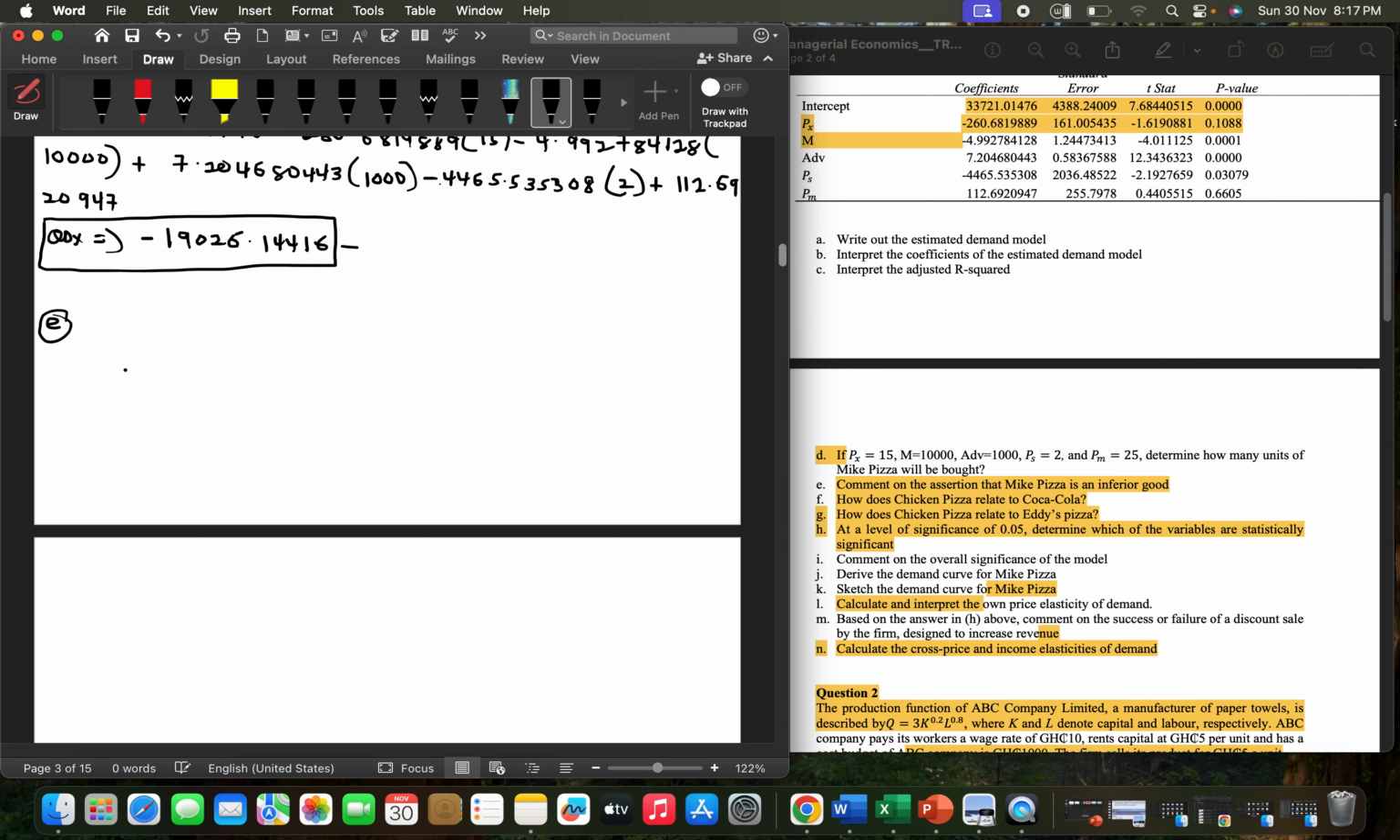So with the E part of the question, comment on the assertion that Mike's Pizza is an inferior good. So Mike's Pizza. Comment on the assertion that Mike's Pizza is an inferior good. Now, we've been asked to comment on the assertion that Mike's Pizza is what? An inferior good. What we do is, we have inferior good and we have normal good as well.